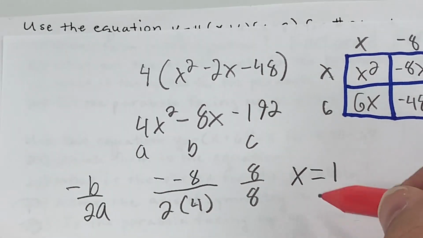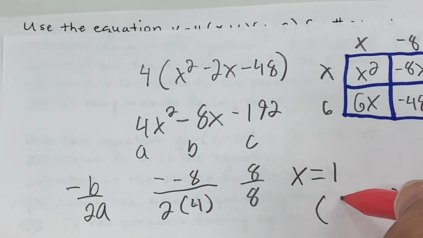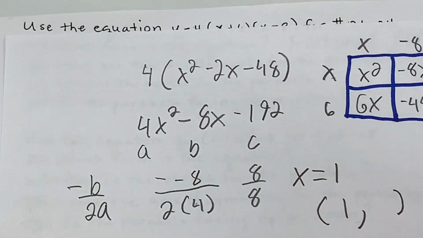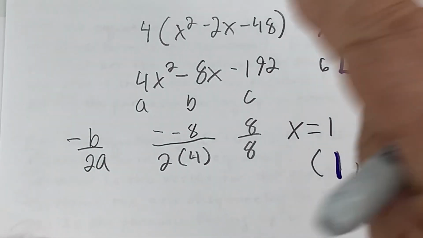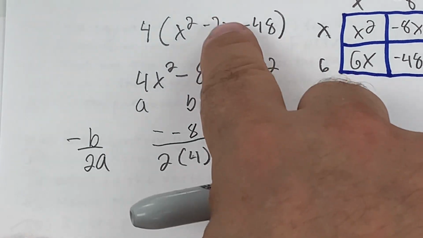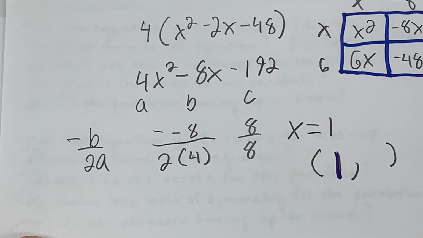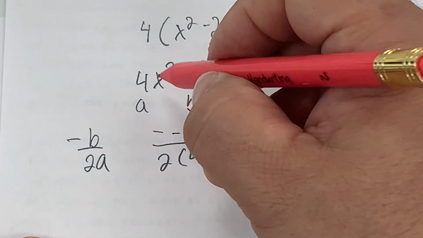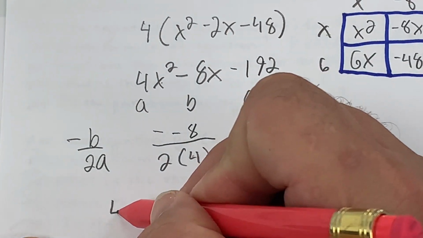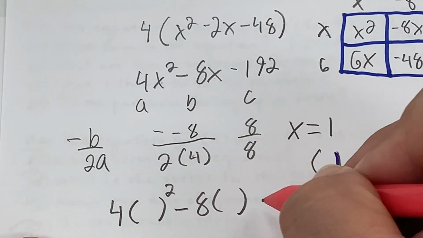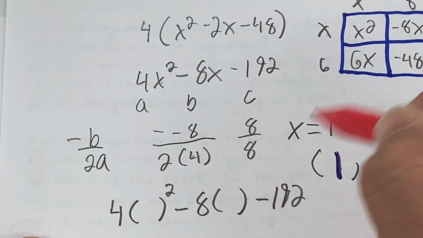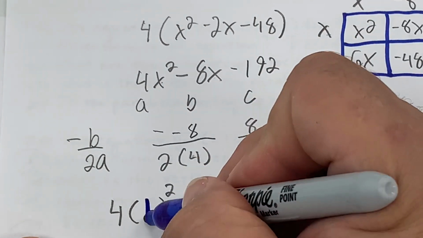So right now I have the first part of my vertex. So it's going to be 1 comma something. To find out what the something is, I have to take this 1 and plug it in to this equation. I can plug it into the original factored equation also. It doesn't matter. So wherever there's an x, I'm going to plug in a 1. So I'm going to write it as 4 times 1 squared minus 8 times 1 minus 192.